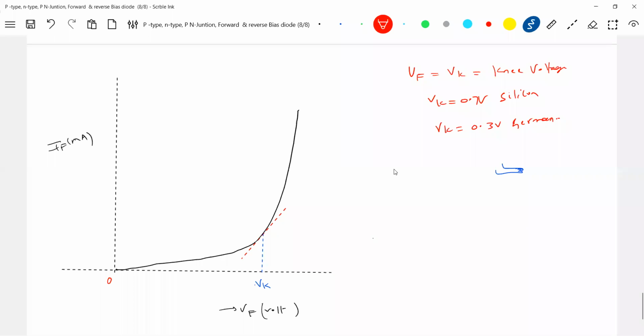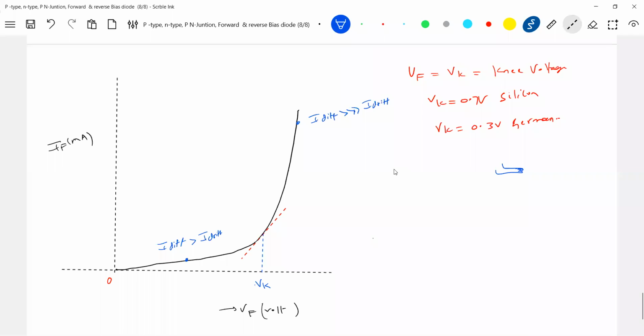It's a few small things. What about in this region? I diffusion is greater than I drift. What about here? I diffusion is very much greater than I drift. Minority carriers will be there, but they're negligible. We need not bother about that.